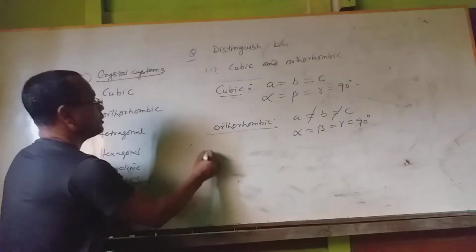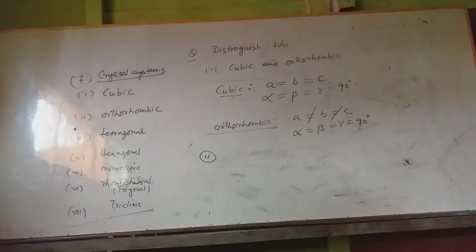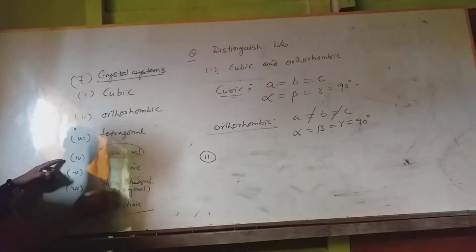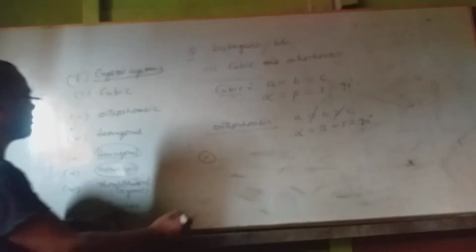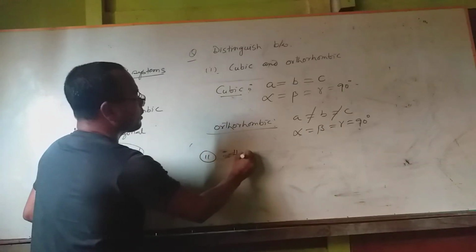Now number 2, let me write number 2, that is hexagonal and monoclinic. What is the difference between the hexagonal and the monoclinic?